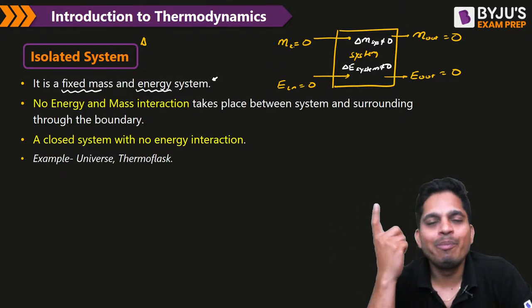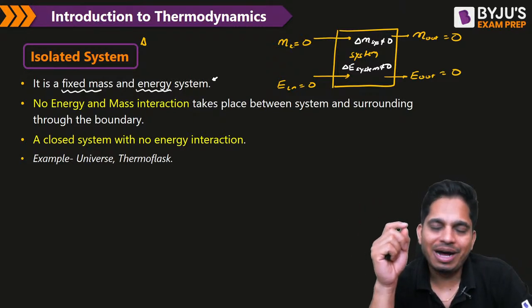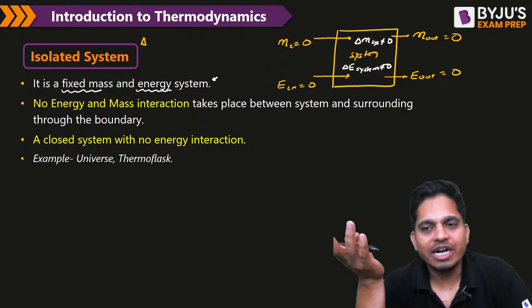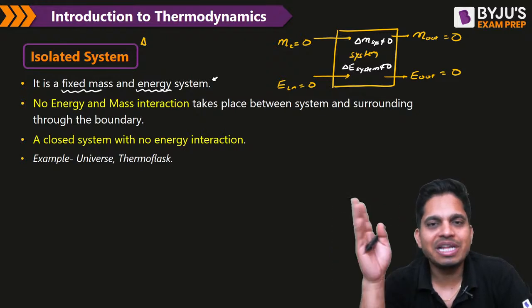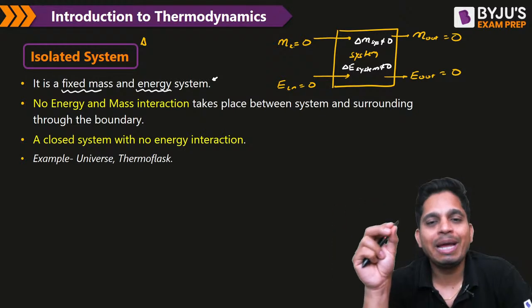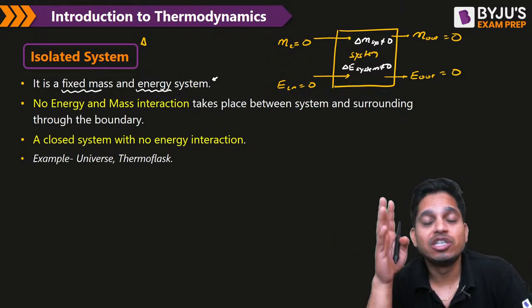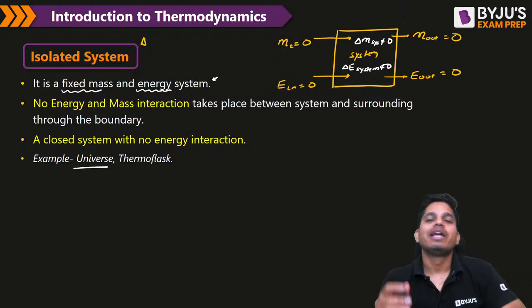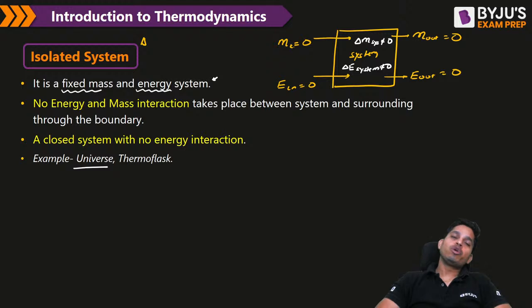So tell me, can you give me an example of an isolated system? A system whose mass and energy always remain constant. If mass remains constant, that means mass conservation; if energy remains constant, that means energy conservation. So do you know the name of any system that has mass conservation and energy conservation? What is that? Universe. You see, the mass of the universe will always remain constant. The energy of the universe will always remain constant.